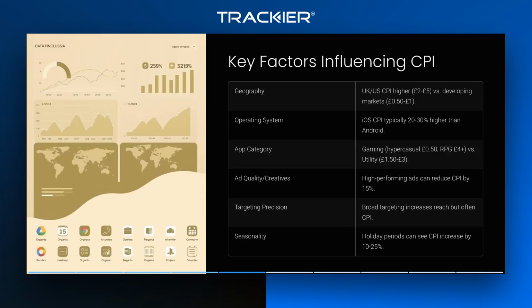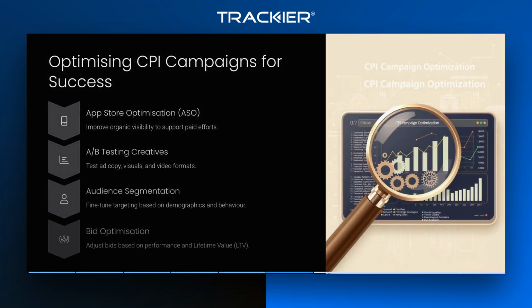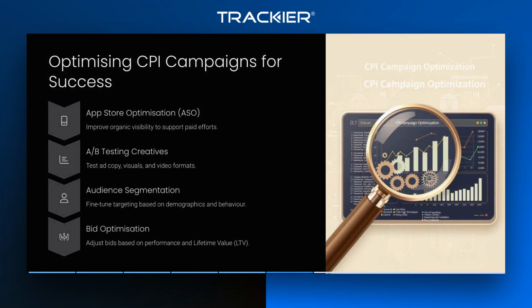CPI campaigns offer several key advantages for both advertisers and partners by focusing entirely on performance. Since you only pay when a user actually installs the app, every marketing dollar is tied directly to a real, measurable outcome, making it a highly efficient model. These campaigns are also scalable. When paired with proper tracking systems and strong partner networks, they can rapidly drive installs across multiple channels.